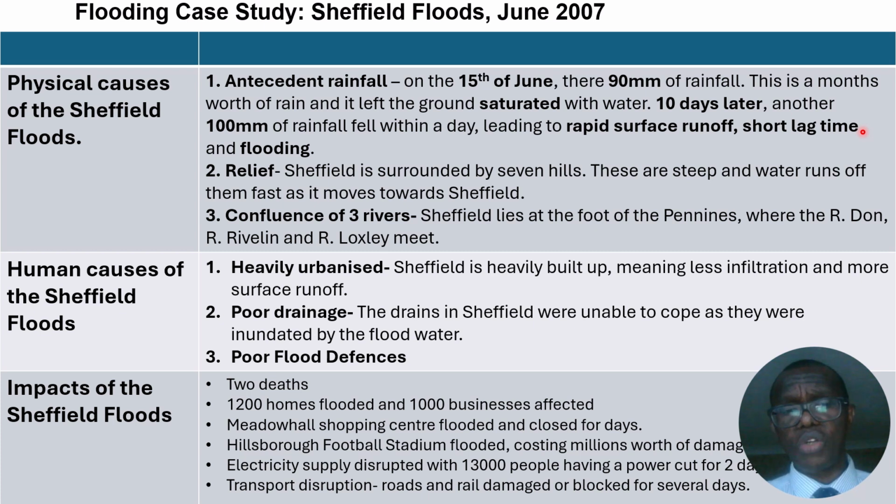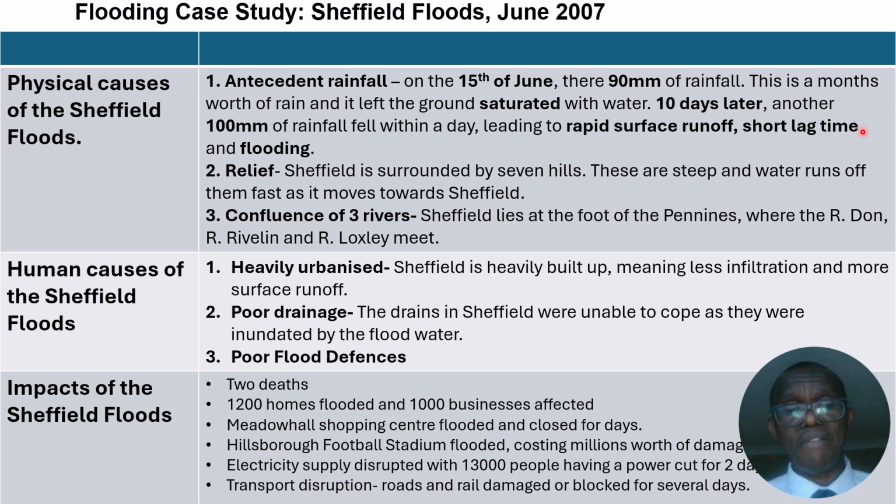Then a second physical cause here is the relief of the land, so the height or the shape of the land, or topography if you like. Sheffield is surrounded by 7 hills, and these are quite steep, and that means that the water will run off those steep hills very fast as it moves towards Sheffield, which is located at the foot of the Pennines.